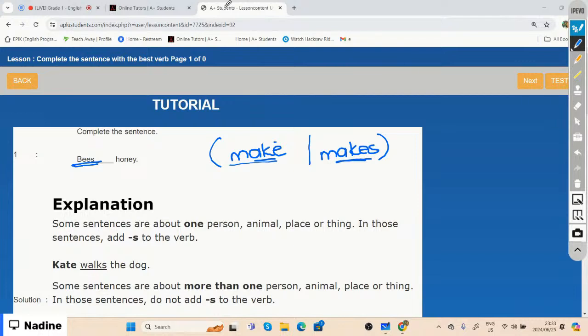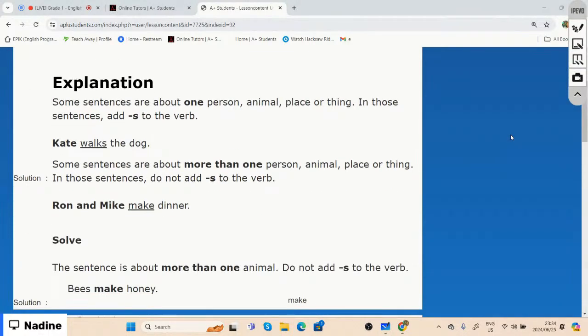All right, yes. And if we were to choose the correct one, then we would say bees make honey, and that is correct. And the reason why we say make now without the S is because if more than one animal or more than one person, more than one thing does something, then we do not add an s to our verb. So this one is not going to be correct. So make is correct, right? So well done. We say bees make honey.